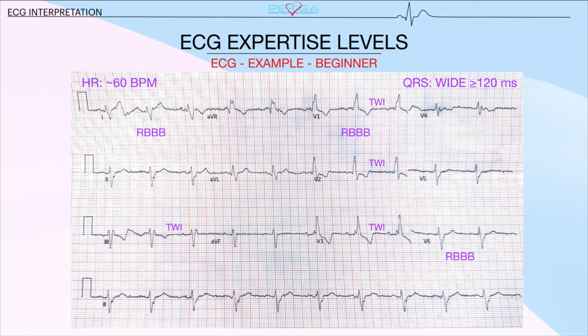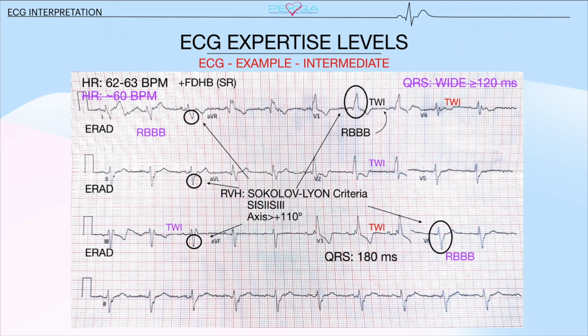Now let's take a look at the intermediate level. An intermediate level person is going to take a look at the heart rate and be a little more precise. They're going to say, okay, the heart rate is really 62 to 63. Is there a huge difference? Does anybody care? No, but they will be able to discern this just by eyeballing it. They're also going to pick up on the first degree heart block that's present. I didn't really label it here, but if you're familiar with what a first degree heart block is, you can pause this and measure it out.